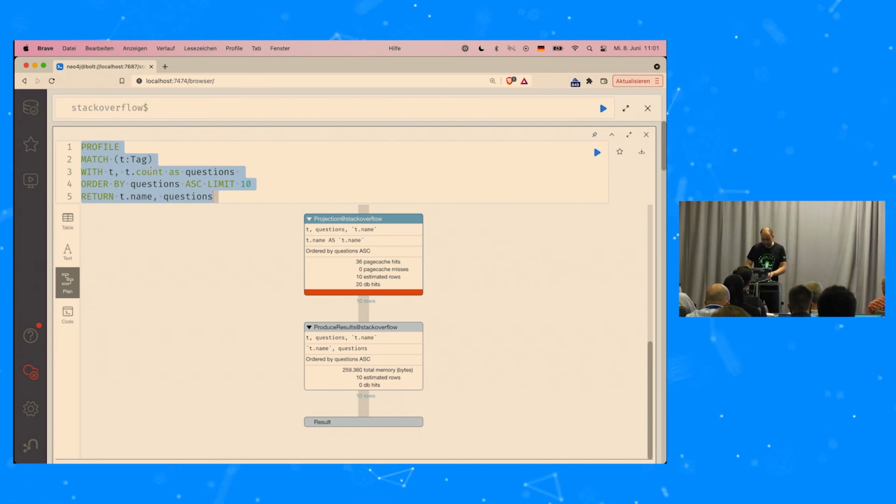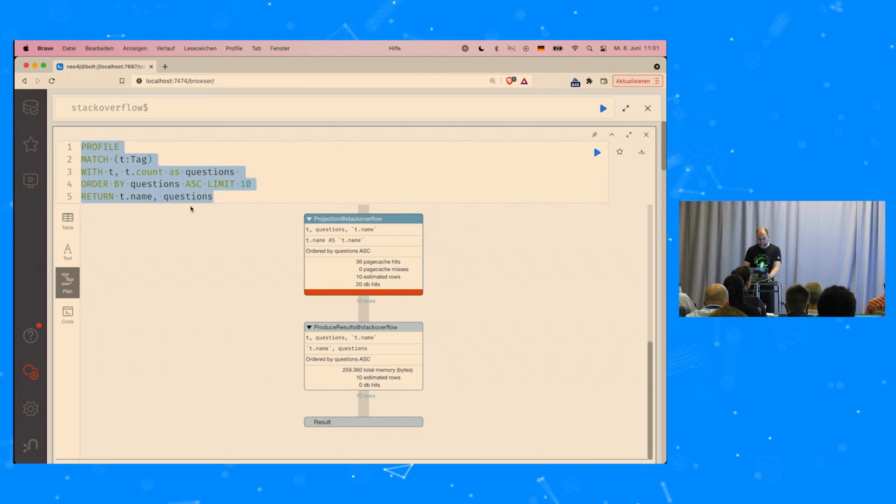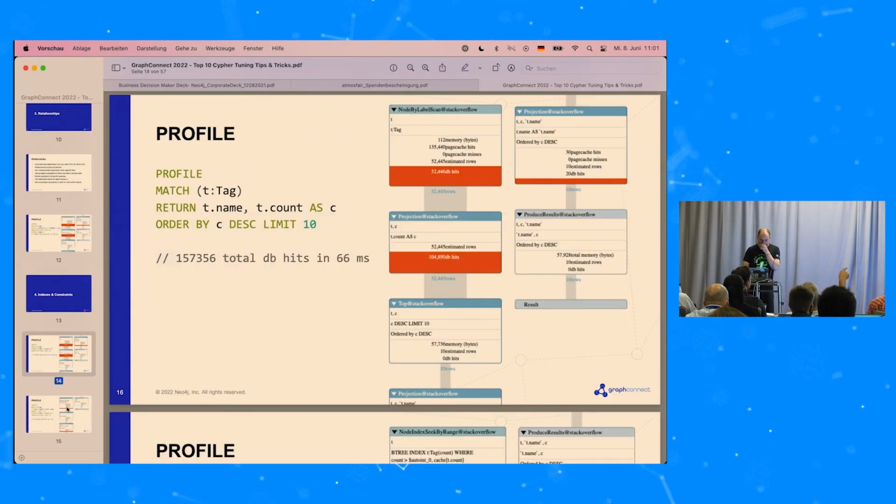So I actually didn't realize that it's already 11. Really impressive. Where can we download the deck from?